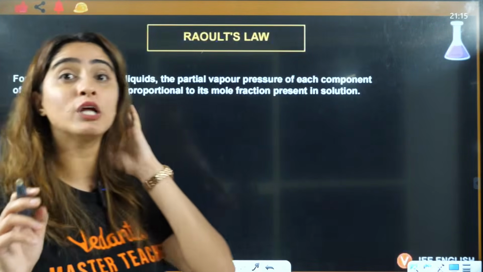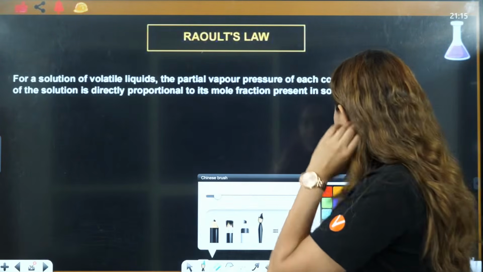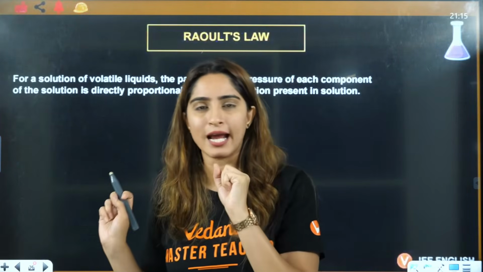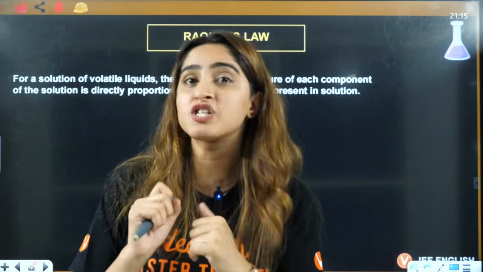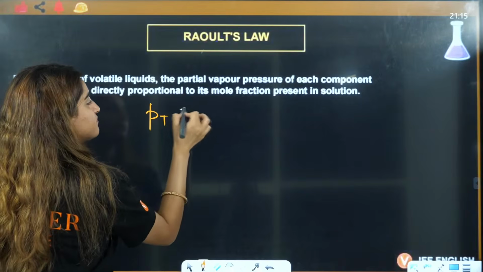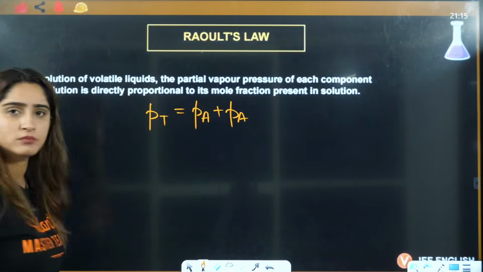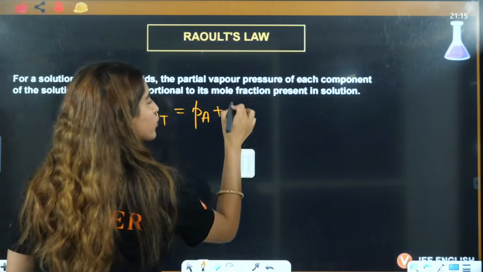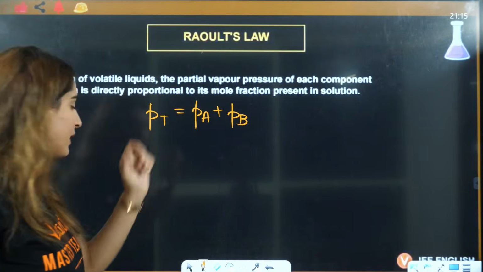Now let's talk about the last part of today's lecture, that is Raoult's law. Most of this we have already discussed. We have discussed vapor pressure and partial vapor pressure. And if you remember, I told you PT is going to be PA plus PB. You have two things here, two components A and B, which are pure.